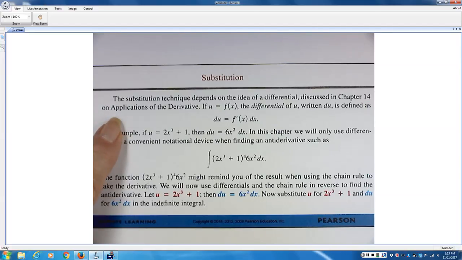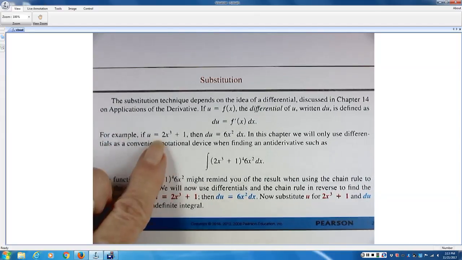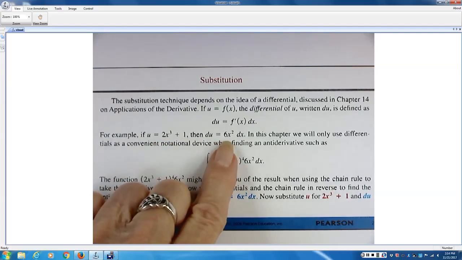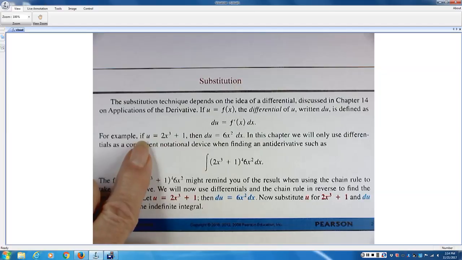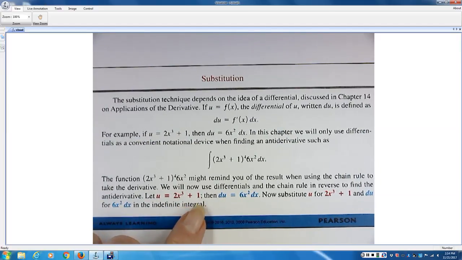If u is equal to f of x, the differential of u, which is the same as the derivative of u, is written as du, and it's the derivative followed by dx. So for example, if we had u equal to 2x to the third power plus 1, then the derivative of 2x cubed plus 1 is called du, and du would be 6x squared dx, saying that this is the derivative with respect to x, and this function was originally in u. We're only going to use that as a notational device.